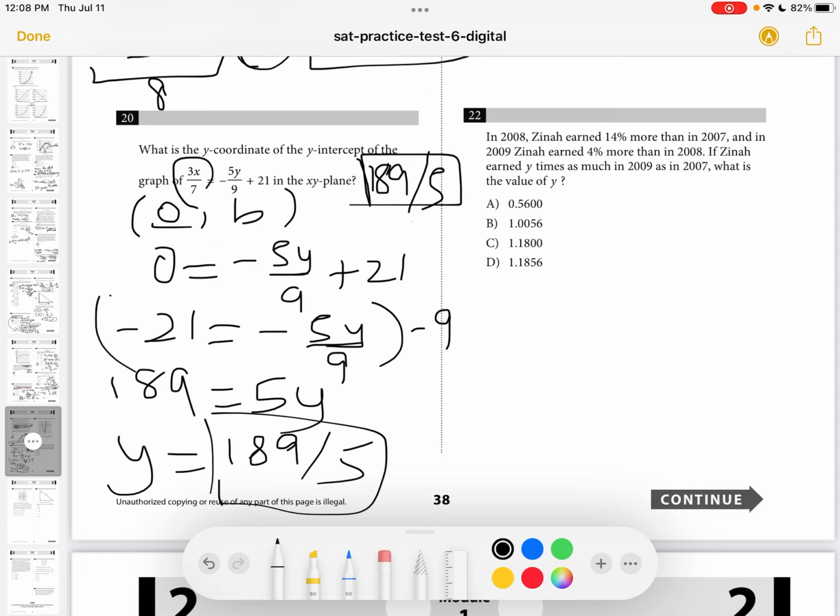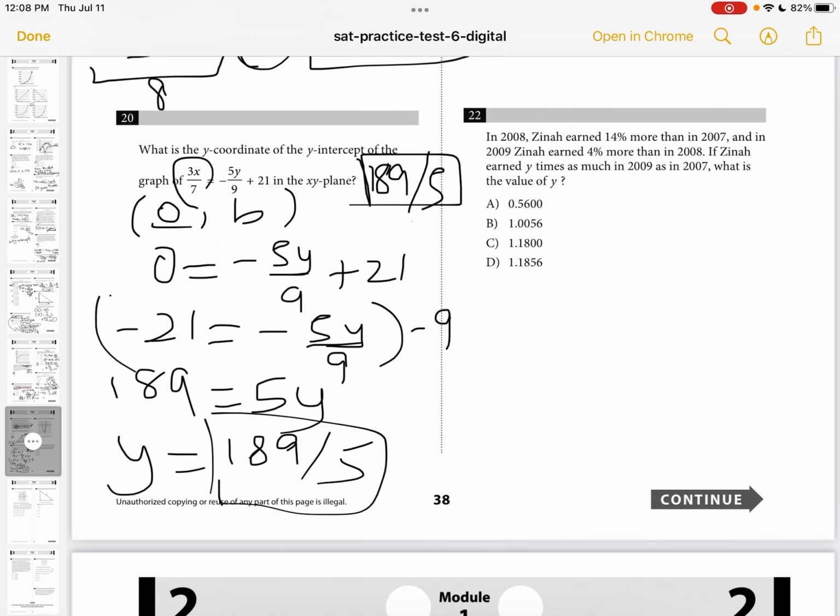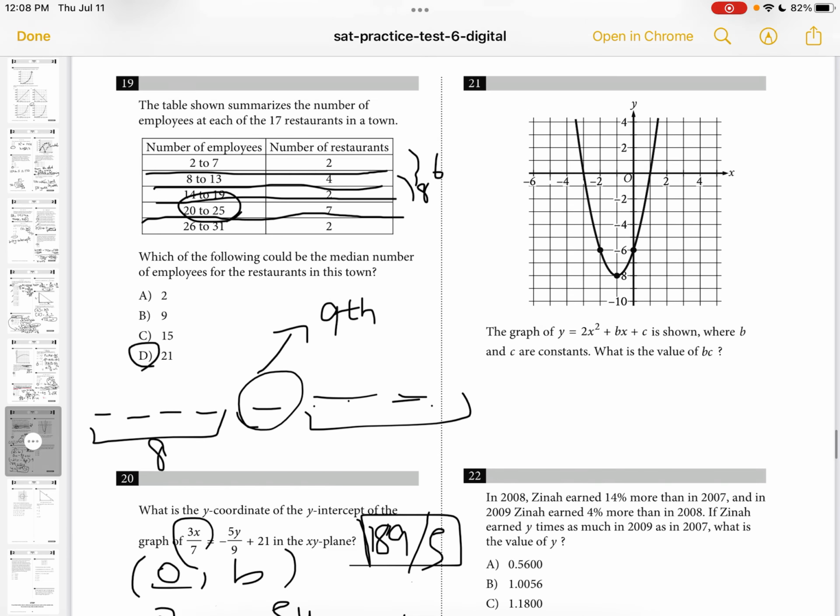And if you are in need of conserving time on the SAT and you see a question like this, do it this way instead of properly finding the equation of the line and then calculating the y-intercept. It'll save you time. Okay, number 21.